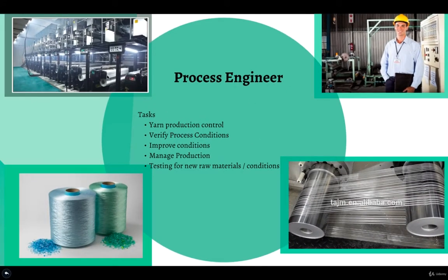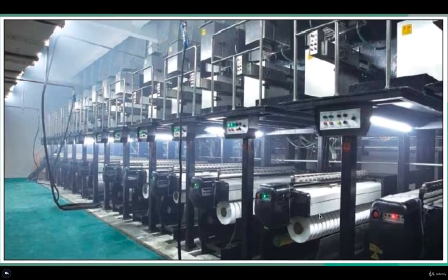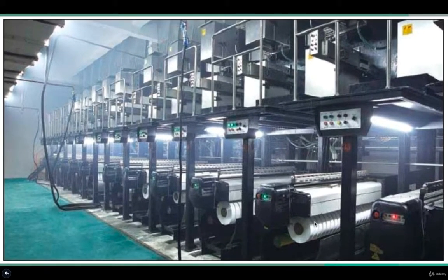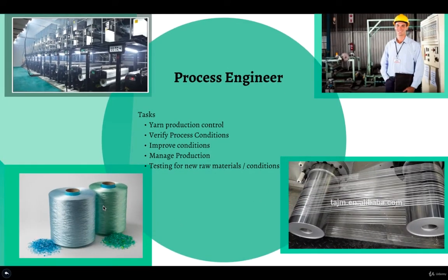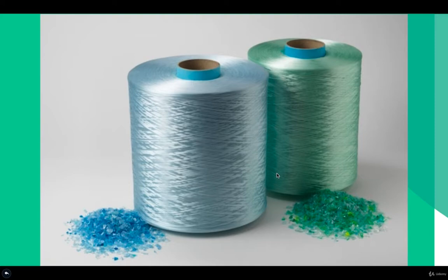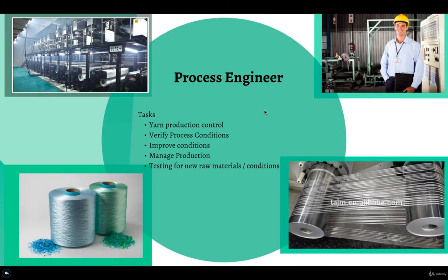So I have this example right here, which is pretty similar to mine. We used to produce yarns from polymer, actually PET. So this was the final product right here for our next client. So what was the task of the process engineer? First, I used to be in charge of production.